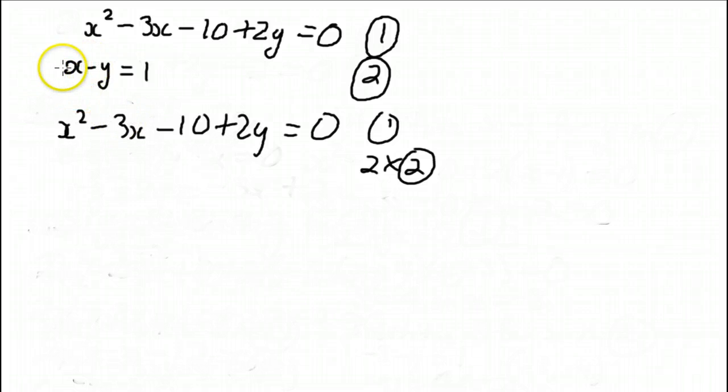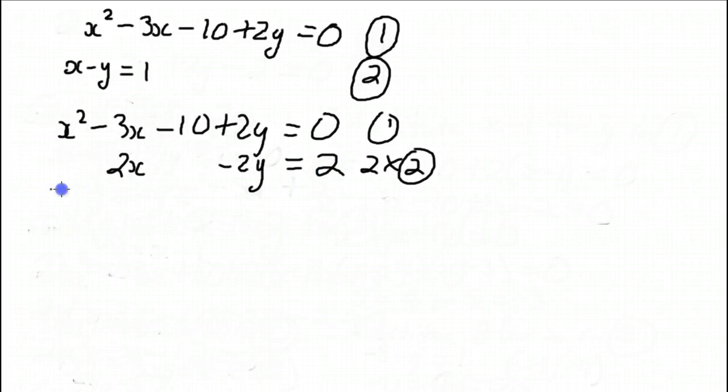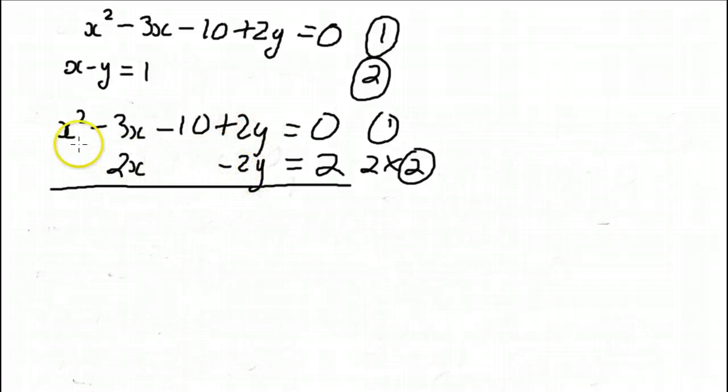And I need to line things up. So this will be 2x. This will be minus 2y. This will be equal to 2. And now I'm going to, in this case, eliminate by adding, since these have the opposite signs. If they had the same signs, I would have subtracted. But I'm going to add these two equations.